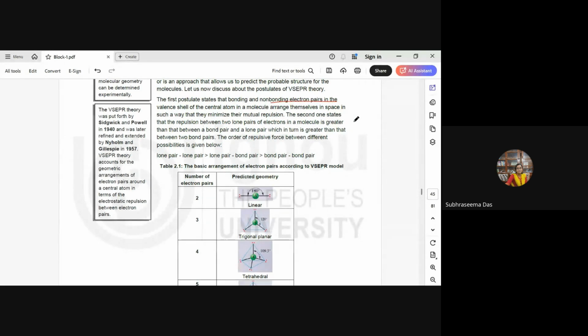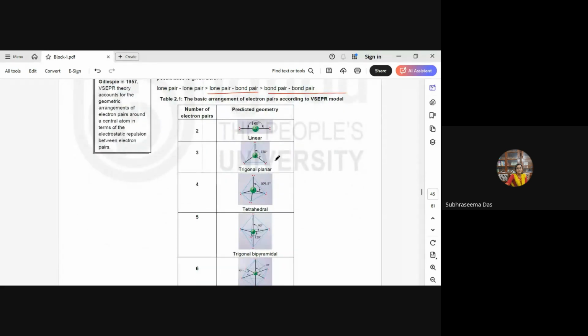The second postulate states that the repulsion between two lone pairs of electrons is greater than that between a bond pair and a lone pair, which is greater than that between two bond pairs. In short, we can write the order as lone pair-lone pair repulsion is greater than lone pair-bond pair repulsion, which is greater than bond pair-bond pair repulsion.